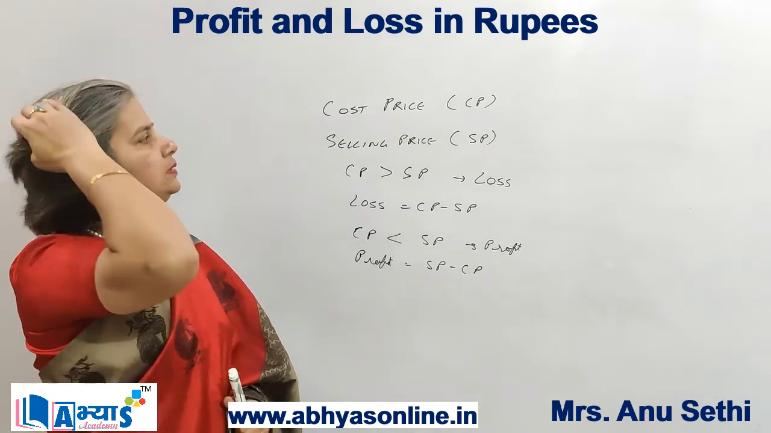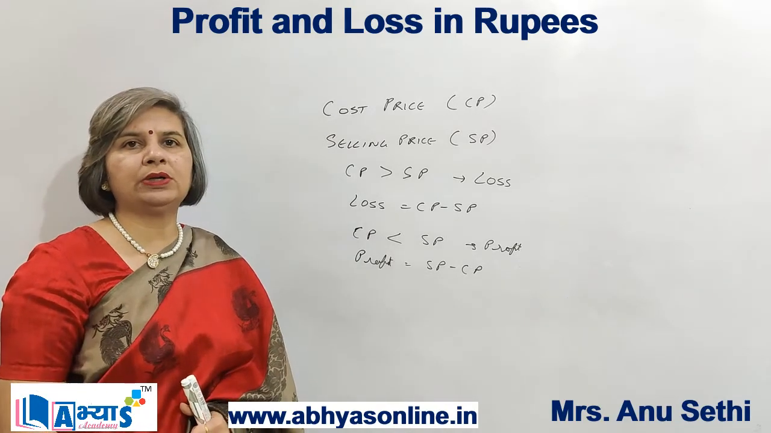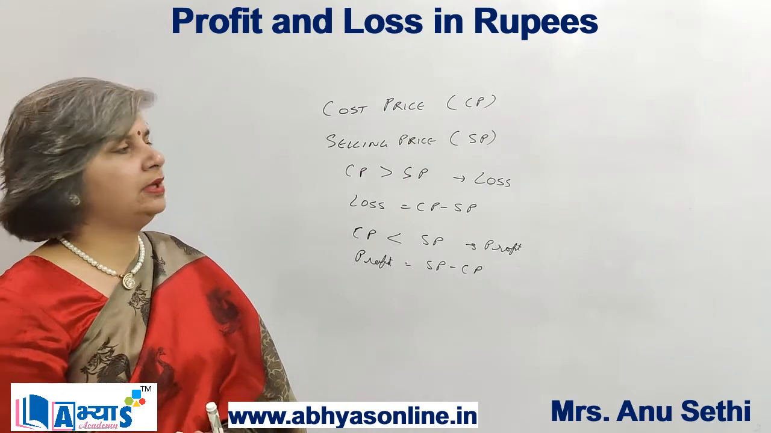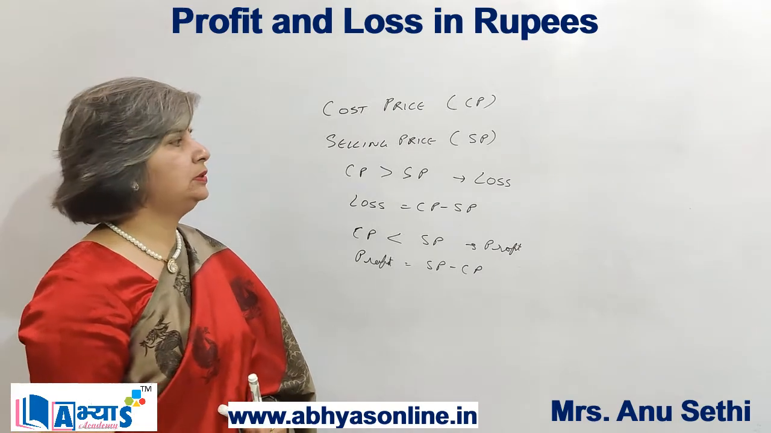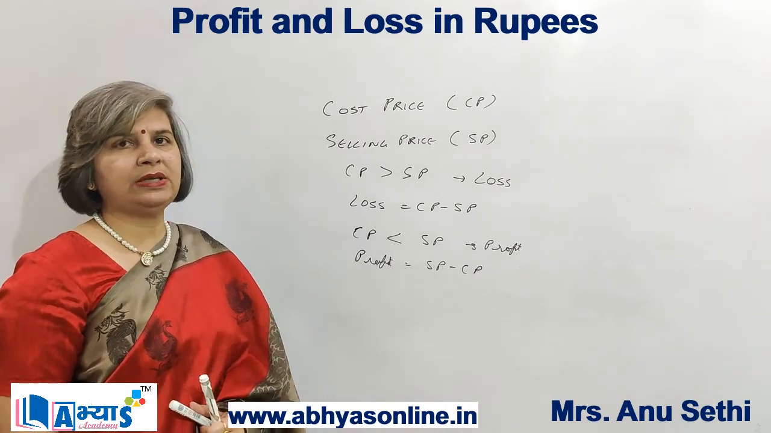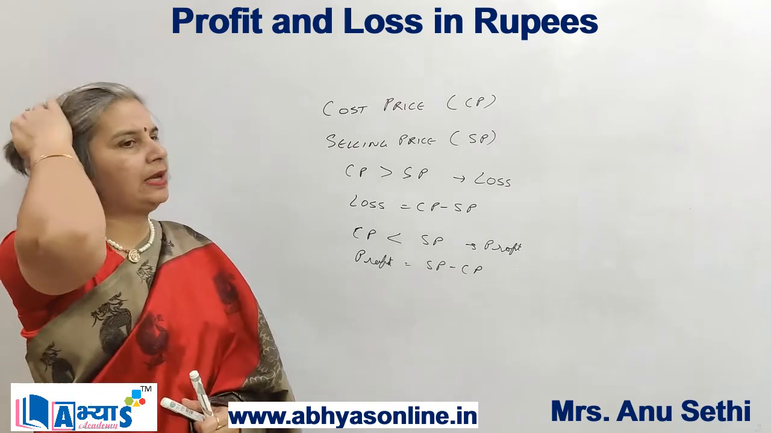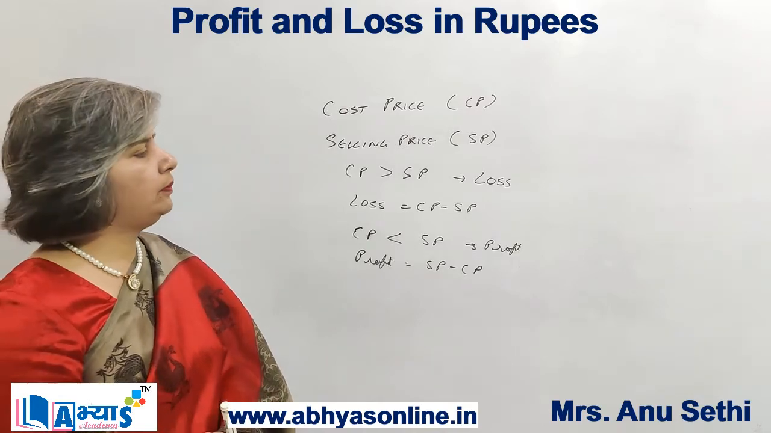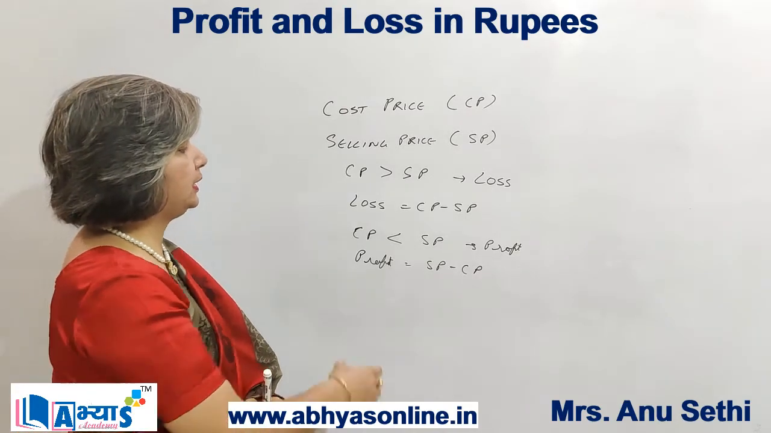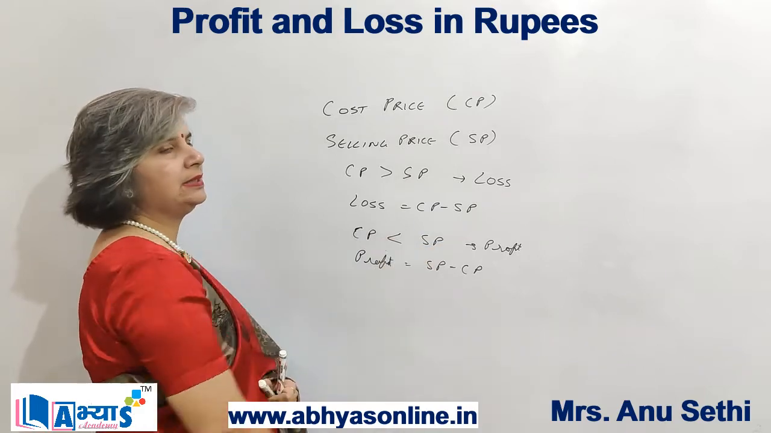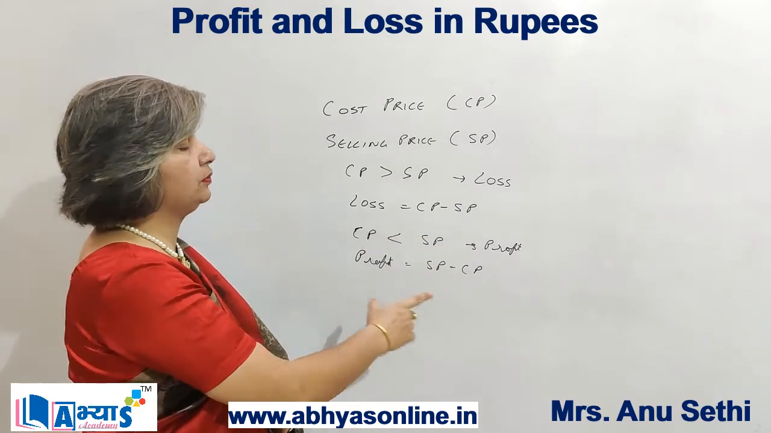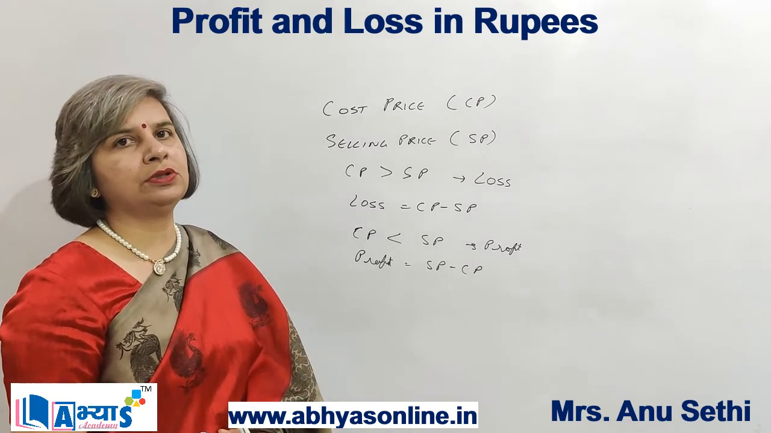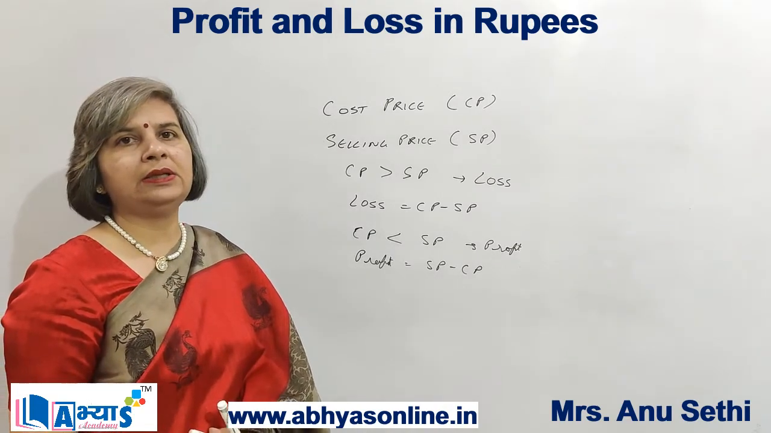If the cost price is more than the selling price, that means we bought a thing at a higher amount and we are selling it at a lesser amount, then we are having a loss, and the loss is calculated as CP minus SP. And whenever we are buying something and selling at a higher amount, that means we are making a profit out of it. So in that case, the cost price will be less than the selling price, and the profit is equal to SP minus CP. So this is how we can calculate the loss or the profit while selling an article.